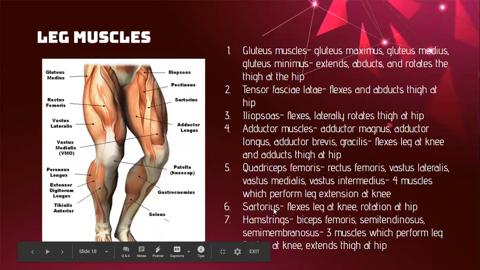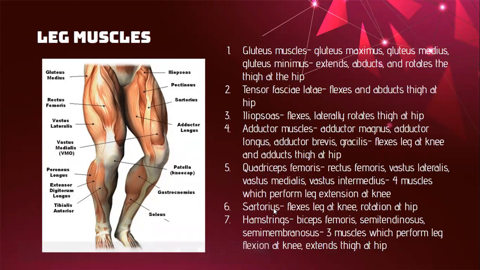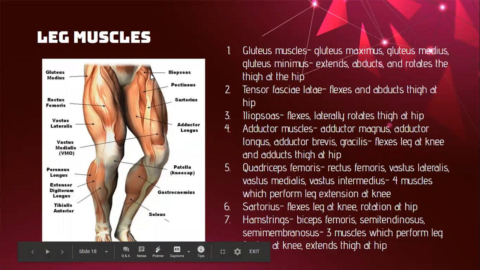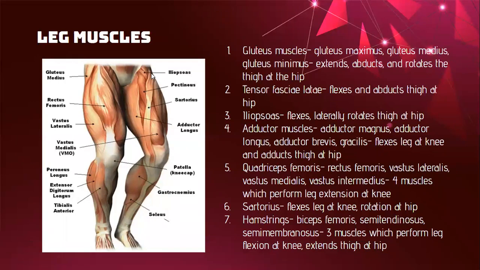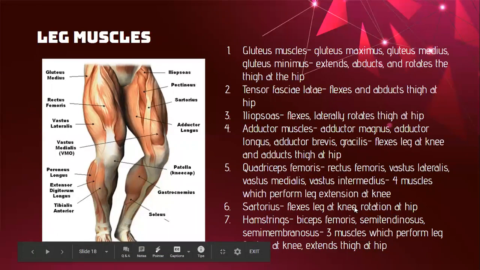I think another fun one is the sartorius. I mean, I think of Jacob Sartorius, but it's not named after him. It's kind of like this big muscle that goes crisscross right here. It goes from the hip to the inside of the leg, so it kind of wraps around. I think that one's a really cool one. That flexes the leg at the knee, and also helps with hip rotation.